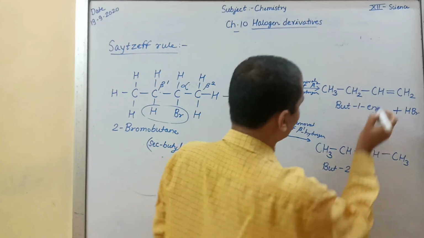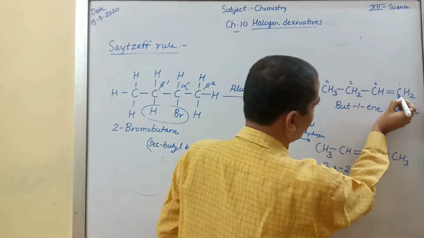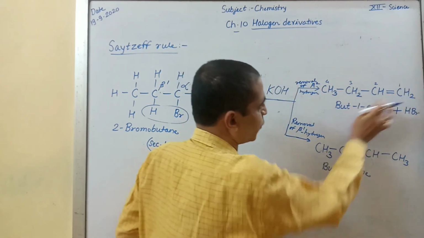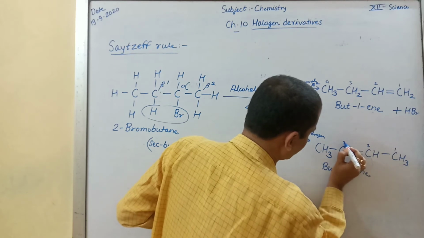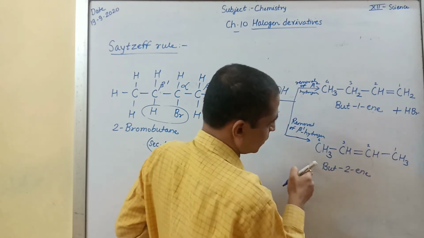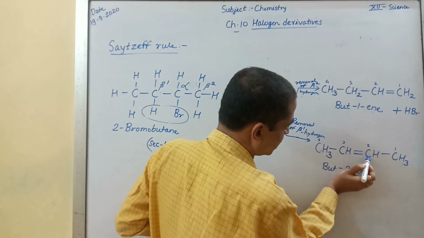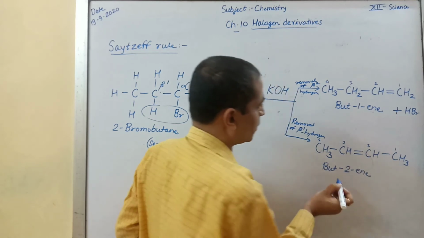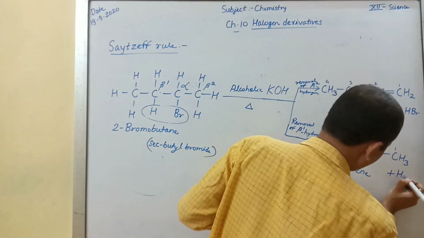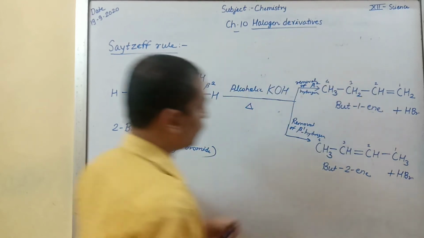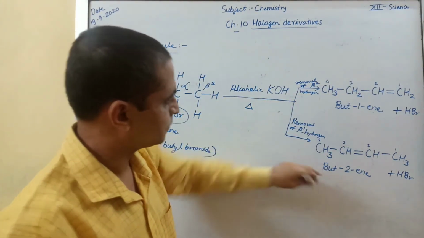You know that, see, it is 1, 2, 3, 4. After the first carbon atom, there is a double bond, so it is called but-1-ene. And see here, 1, 2, 3, 4. Here, what happens? Double bond is after the second carbon atom, so it is but-2-ene. Now, here what is remaining? HBr. Now, we have to find out which is the stable product.